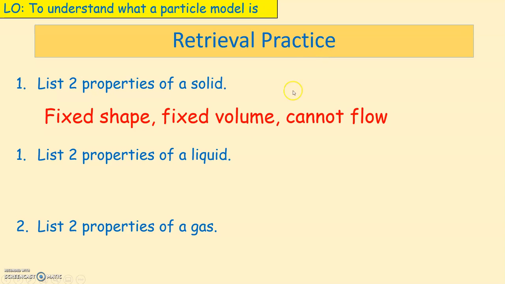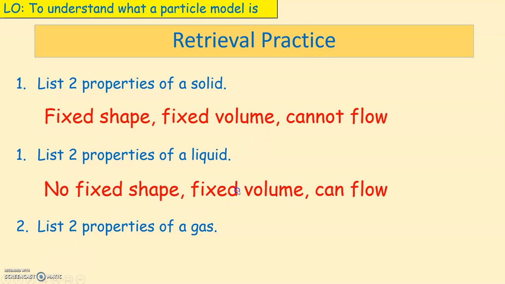Okay, the next one now, I'm sure that this has given you a clue on what a liquid is. Now, list 2 properties of a liquid, okay? Now, no fixed shape. Remember, it takes the shape of whatever container it gets into. Interestingly enough, it's got a fixed volume, yes, and it can flow, okay?